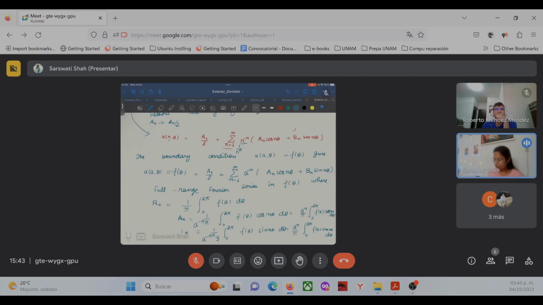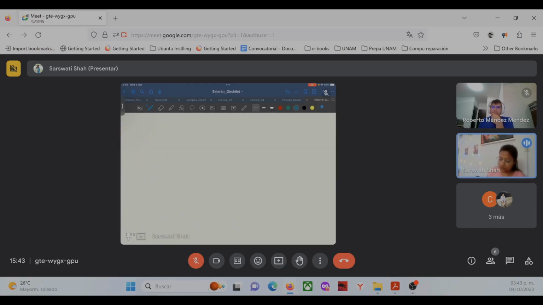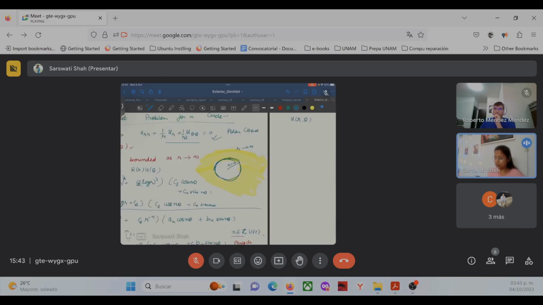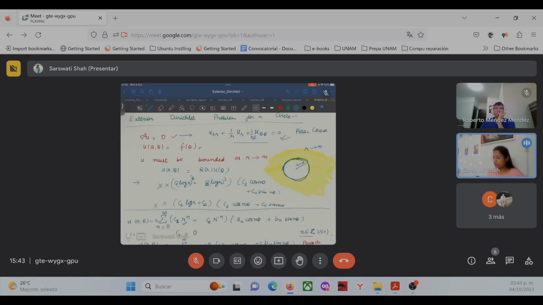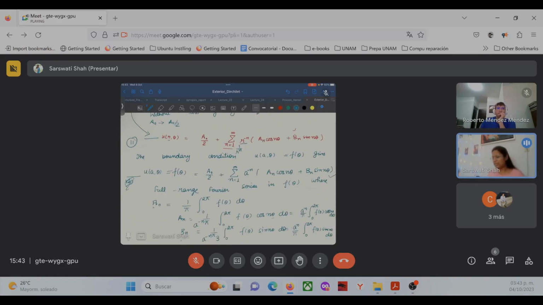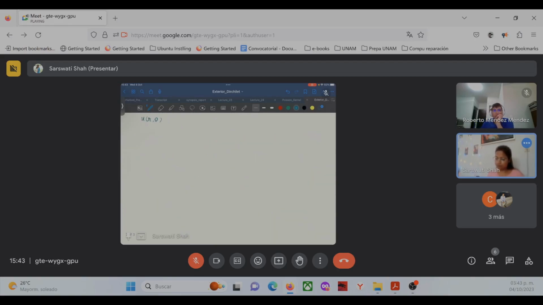Now we are going to use the value of an, bn and a naught in this solution. Say this is your equation number 12. So u of r comma theta. This is not the solution, sorry. The solution is here. Now you can see that this theta is a variable, so if we change it to phi, it does not make any change in the solution. We can change theta to phi, x, any variable.